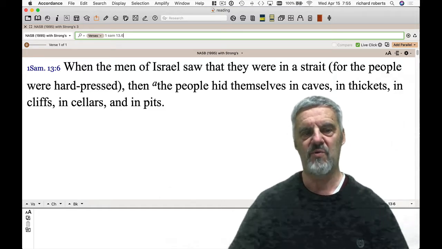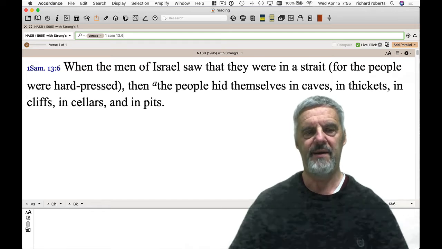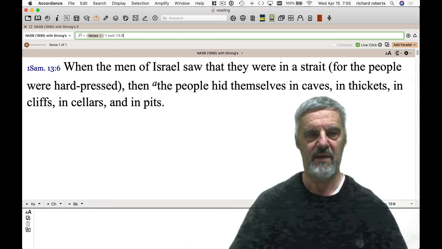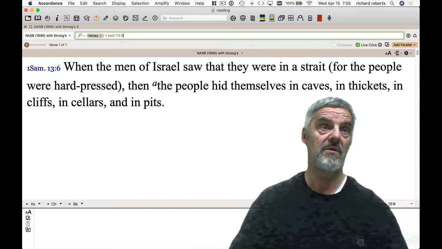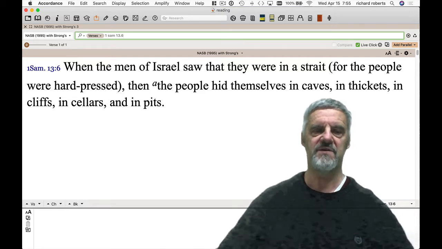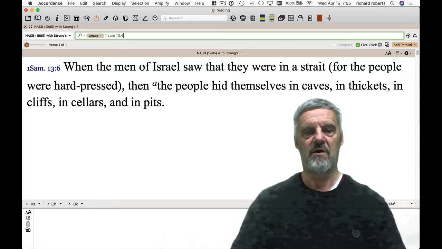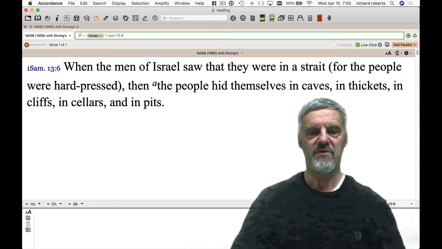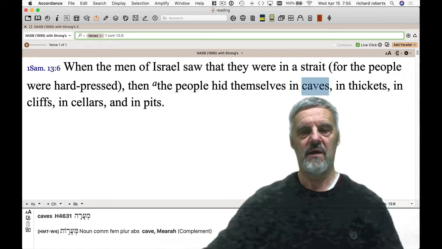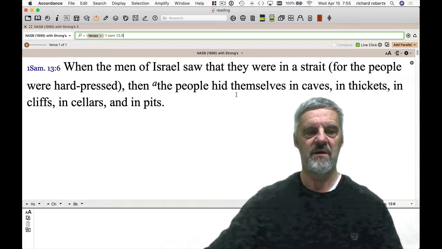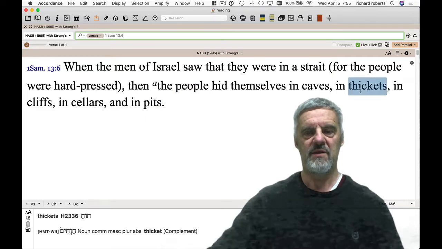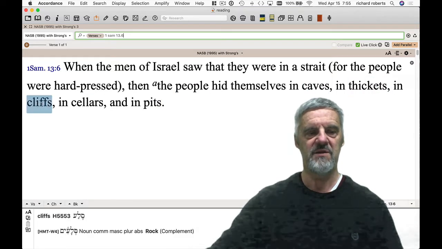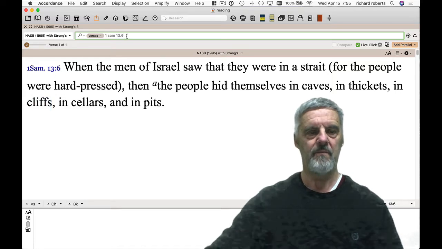So the book of 1 Samuel is primarily about the reign of King Saul, and it also introduces David before he became king. In 1 Samuel 13:6, the enemies of Israel under the reign of King Saul were primarily the Philistines. In this chapter, the Philistines are chasing down the men of Israel. And the men of Israel, it says at the end of this verse, hide themselves in caves, in thickets, in cliffs. That's our word for rock right there. Cellars and pits. So these are hiding places, places to escape enemies.